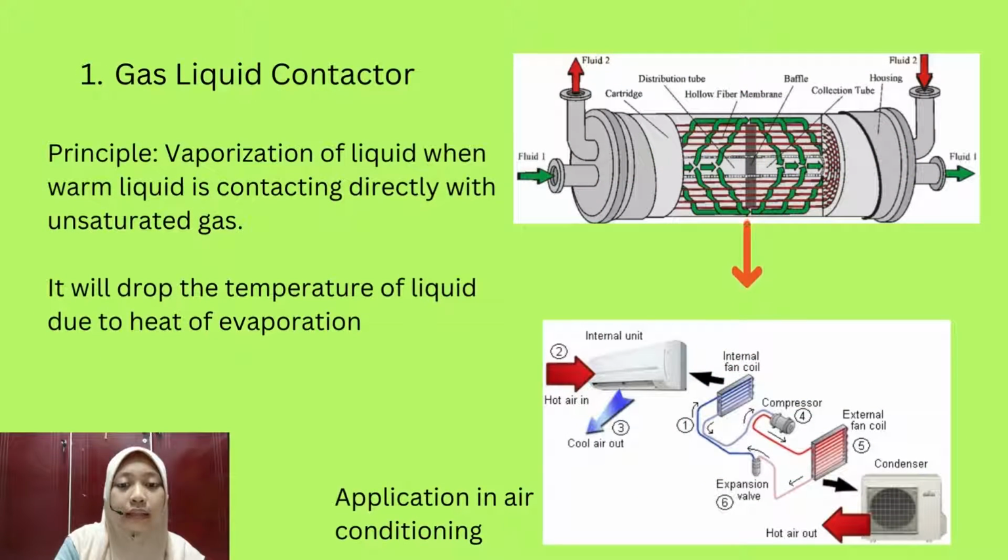For the gas-liquid contactors principle, liquid is vaporized when a relatively warm liquid is brought into direct contact with a gas that is unsaturated. The liquid temperature will drop because of the heat of evaporation. For its application, it is mostly used in control of moisture content of air in drying or air conditioning.